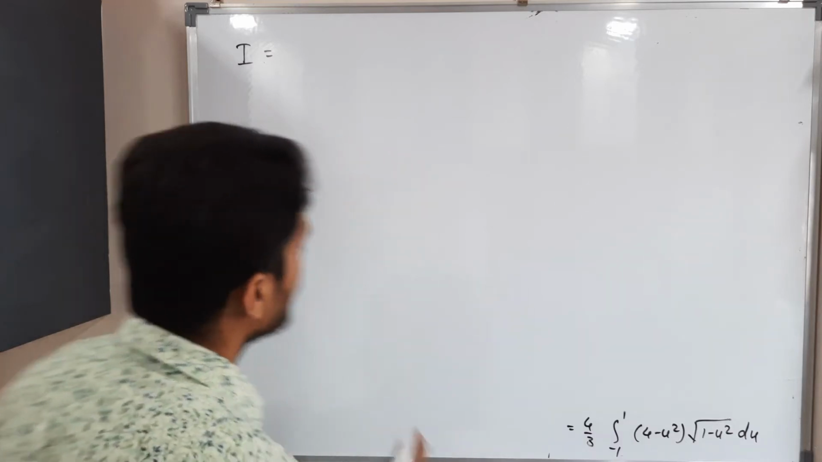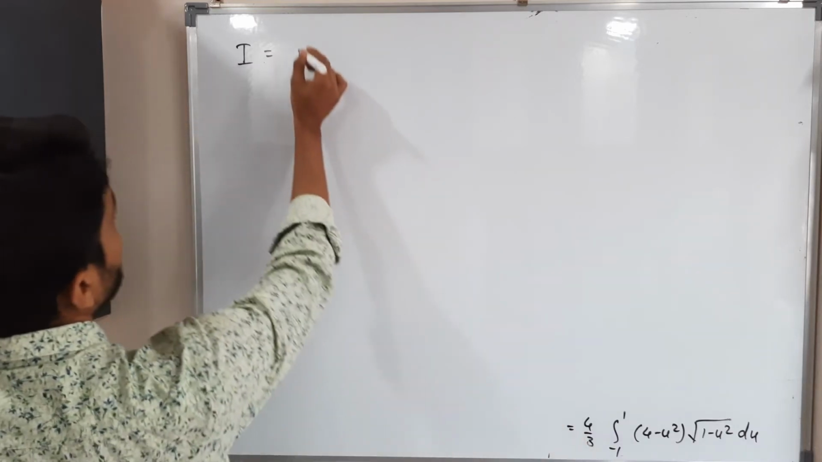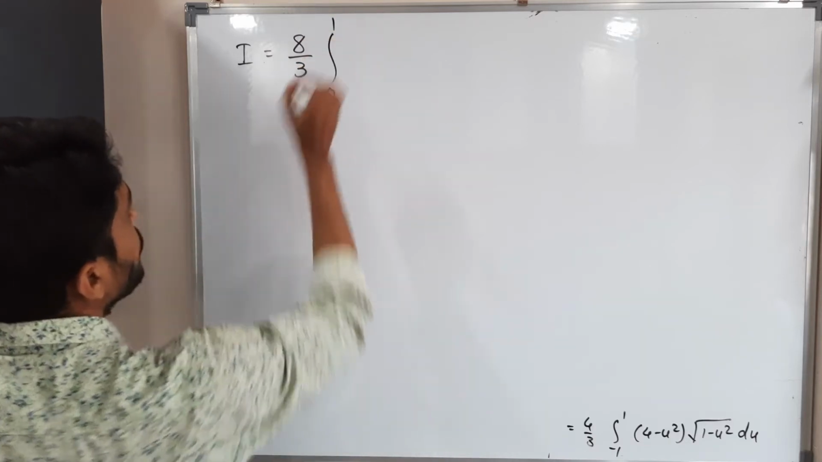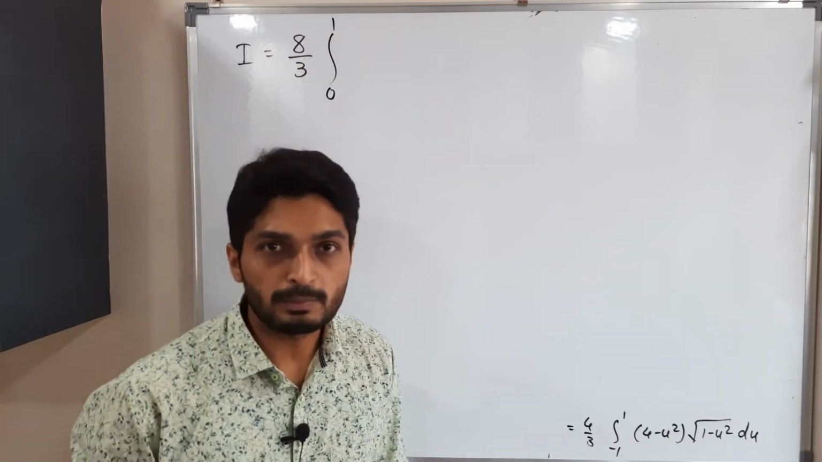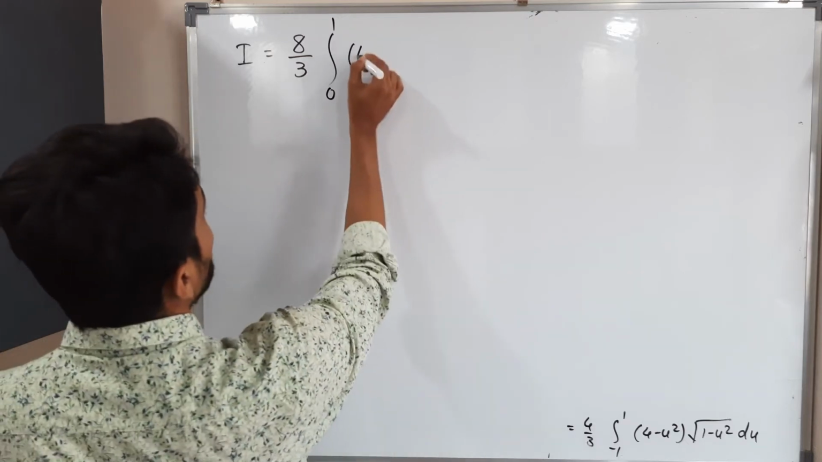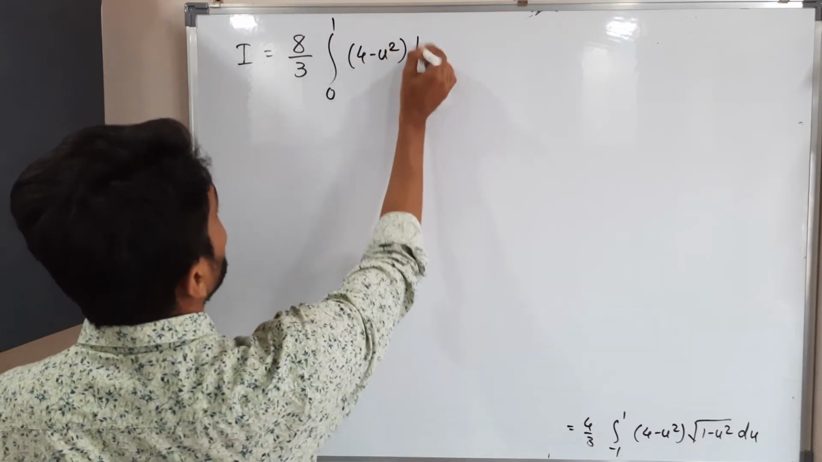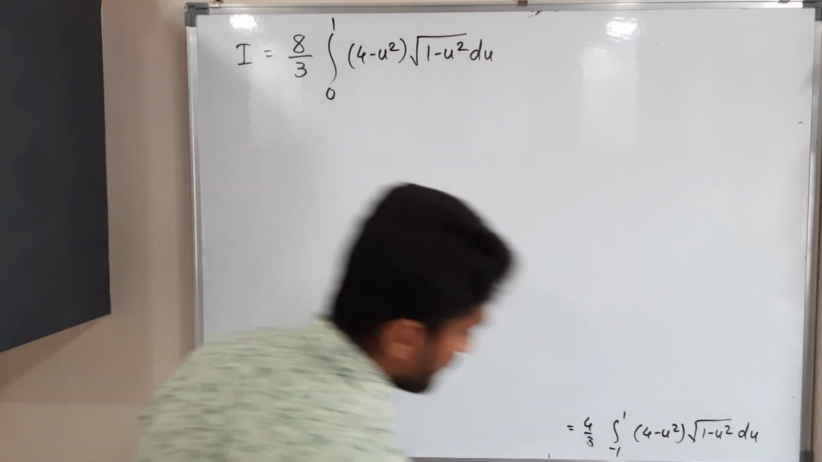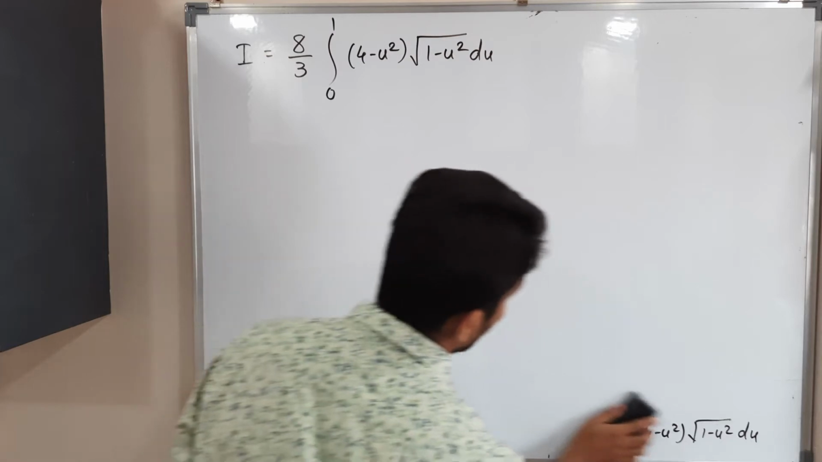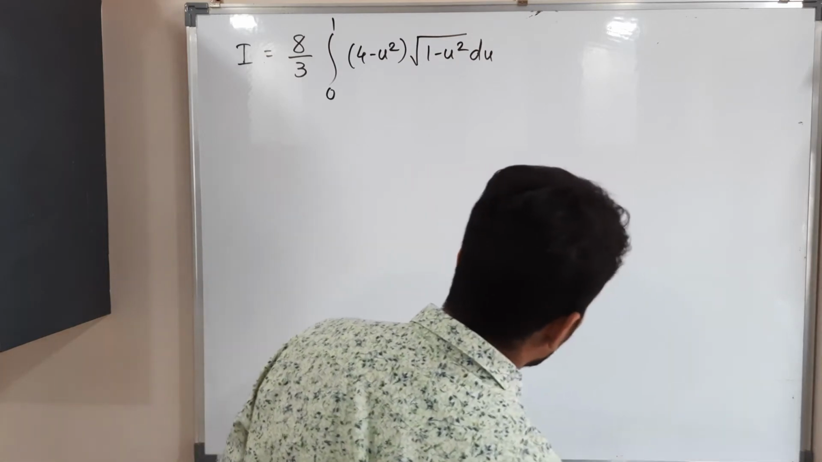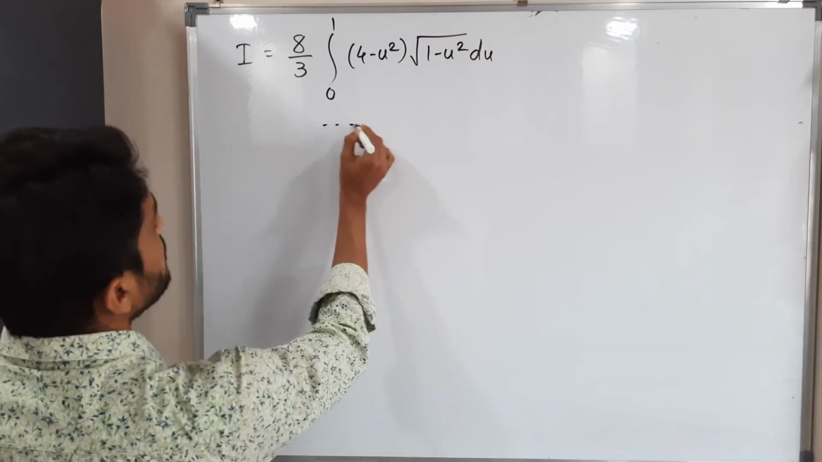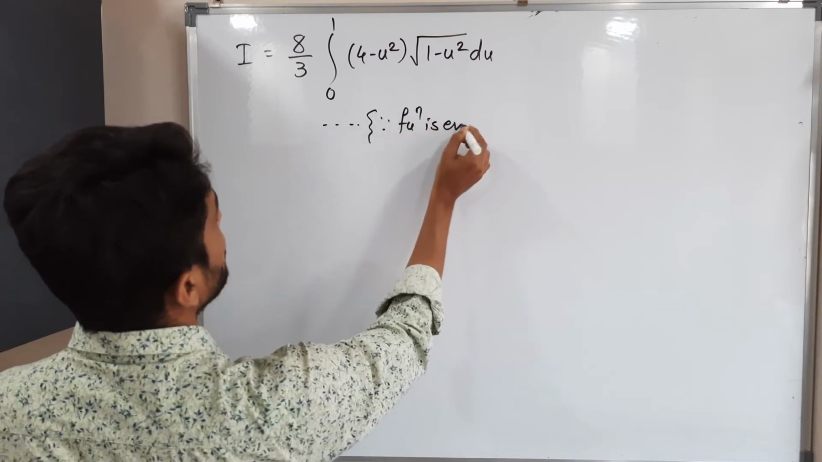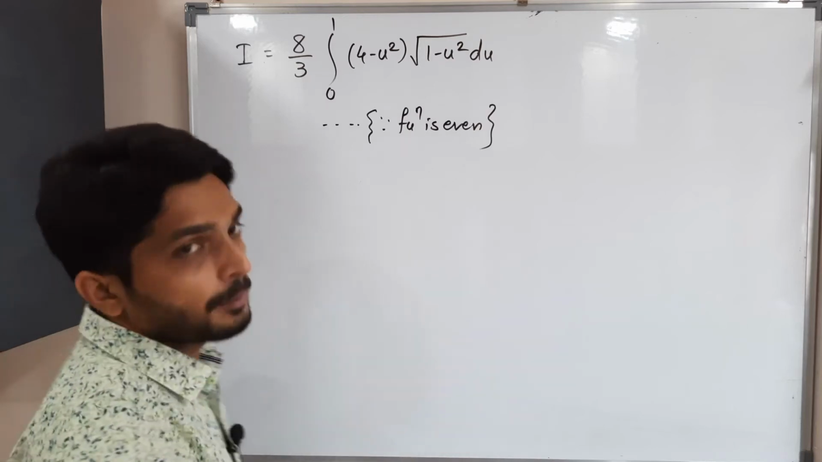Same thing I am going to do. So this is 2 into 4 by 3, that means we will have 8 by 3, and limits will be from 0 to 1, remaining integration will be same. So 4 minus u square, root 1 minus u square du. Let me remove this part, it is not required now. I need to mention why we could write in this way: because the function is even.